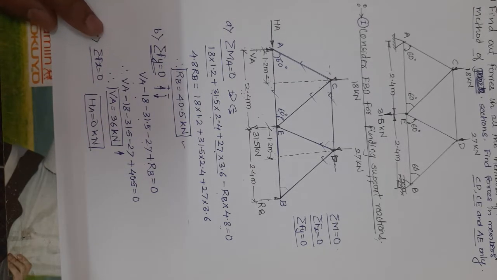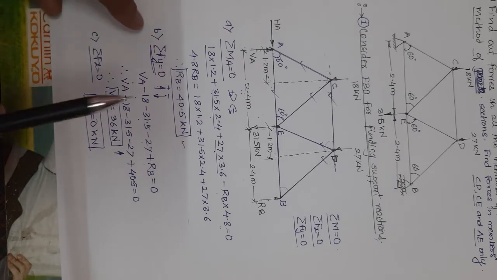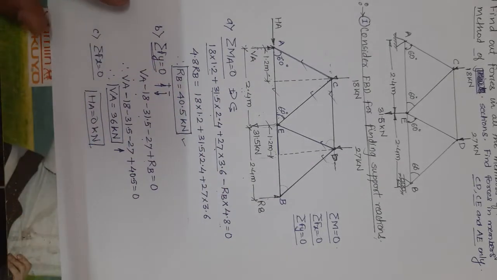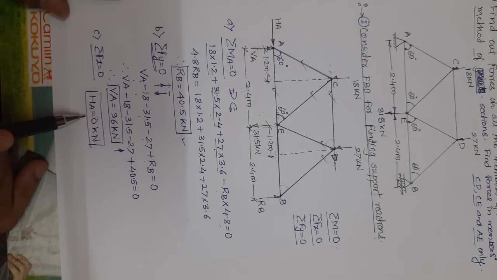So hence we have got RB and VA. But as far as HA is concerned, there is no horizontal force in this particular truss. So there is no horizontal force, and the value of the force HA will be 0.